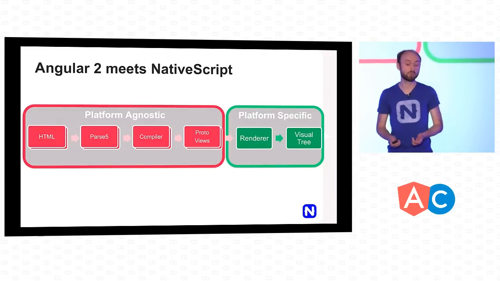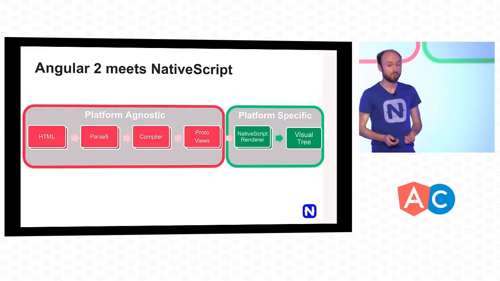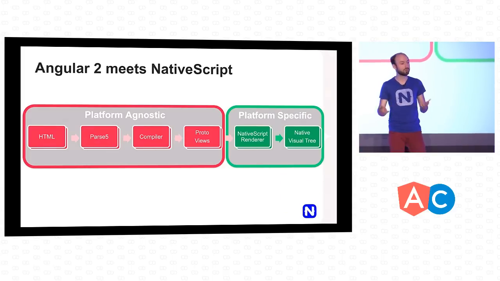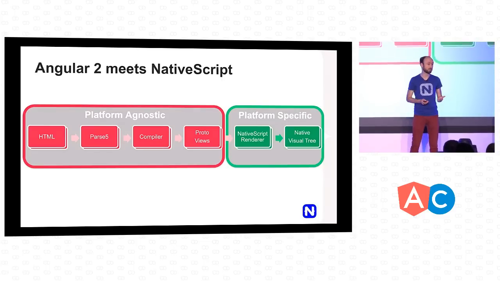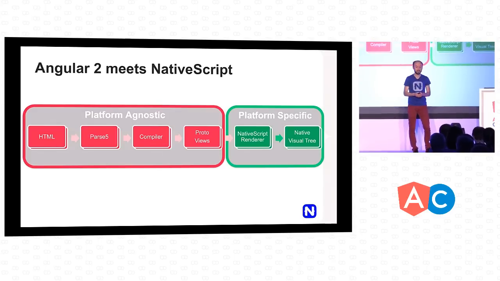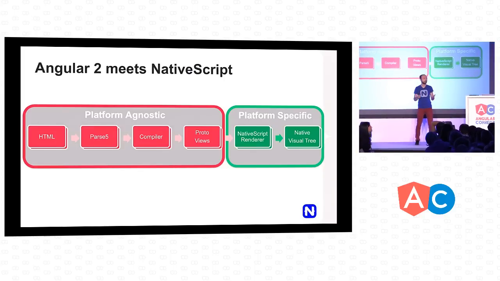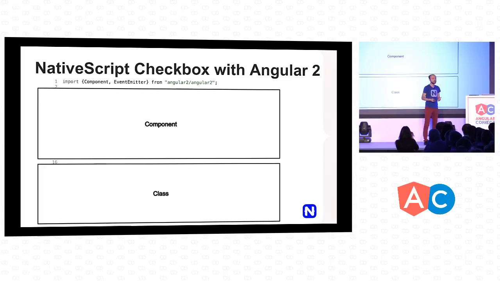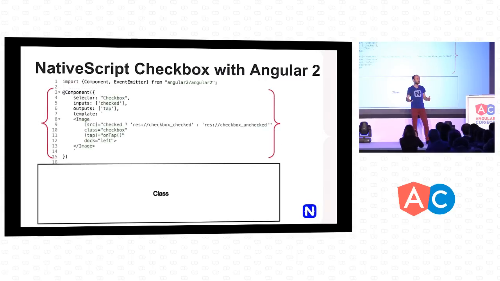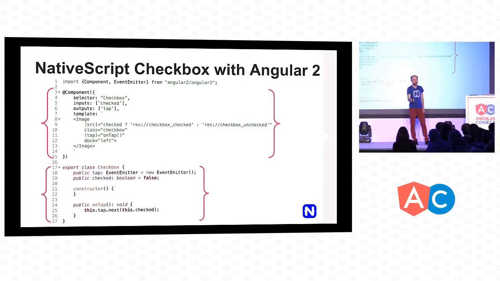The big task for us was to implement the NativeScript renderer, which takes the proto-views and translates them into native visual tree elements. These are completely native iOS or Android elements. The NativeScript renderer is also responsible for sending any events or property changes between the proto-views and the NativeScript visual tree, and back into proto-views. So you have two-way communication. This means that you can start building Angular 2 components for NativeScript, which are made of the component part, where you define what sort of input and output you can have and what should go on the page, and the code behind, which is the class of the actual component.